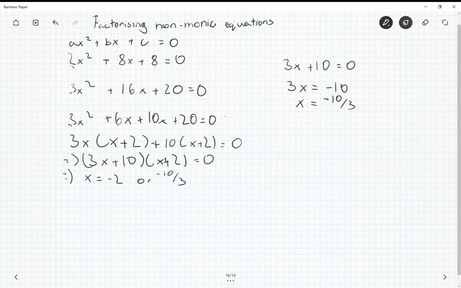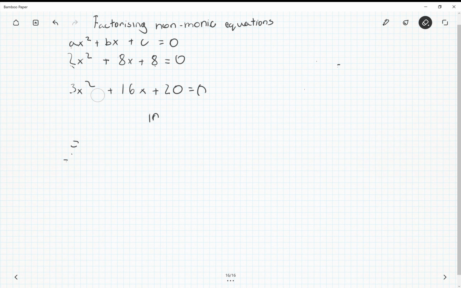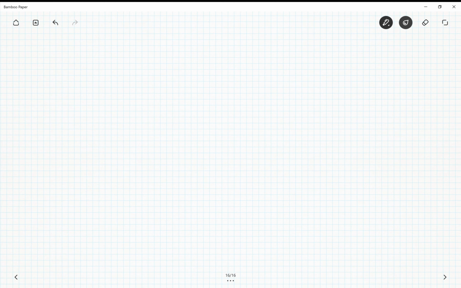And there is one incredibly quick way to solve non-monic quadratic equations. So you can write them in another form, but I'll discuss that in the next video. And now we'll just be going through expanding brackets. So let me just clear this page. Excuse me. So now we'll be going through expanding brackets.